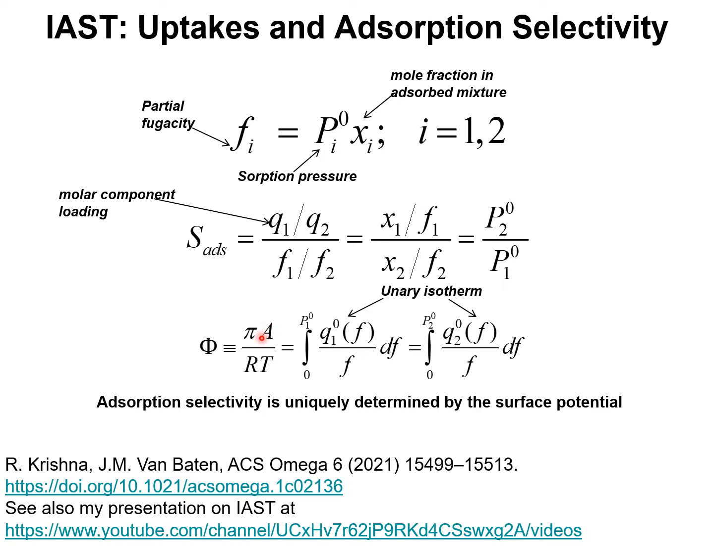The term here A is the specific area, say square meters per kilogram of the adsorbent. This specific area is not usually known, and therefore it is convenient to define phi as pi multiplied by A divided by RT, where T is the temperature.